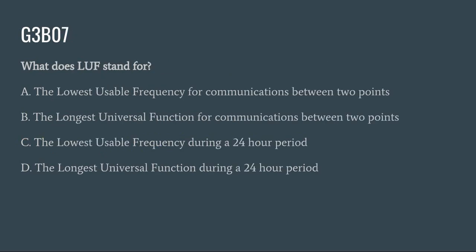G3B07, what does the lowest usable frequency stand for? A. The lowest usable frequency for communications between 2 points. B. The longest universal function for communications between 2 points. C. The lowest usable frequency during a 24-hour period. Or D. The longest universal function during a 24-hour period. And I already gave this away by saying it instead of giving it as LUF. But the correct answer is A. The lowest usable frequency for communications between 2 points.